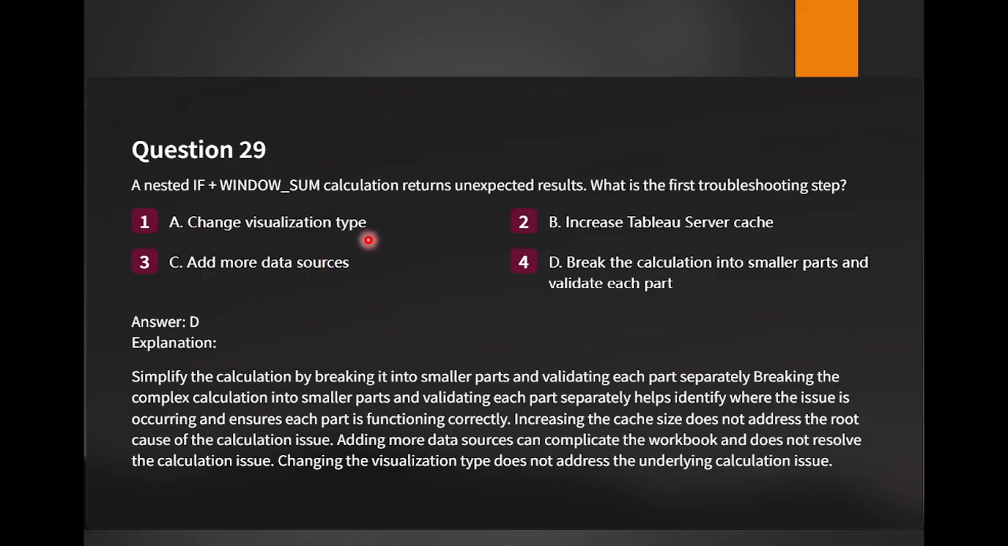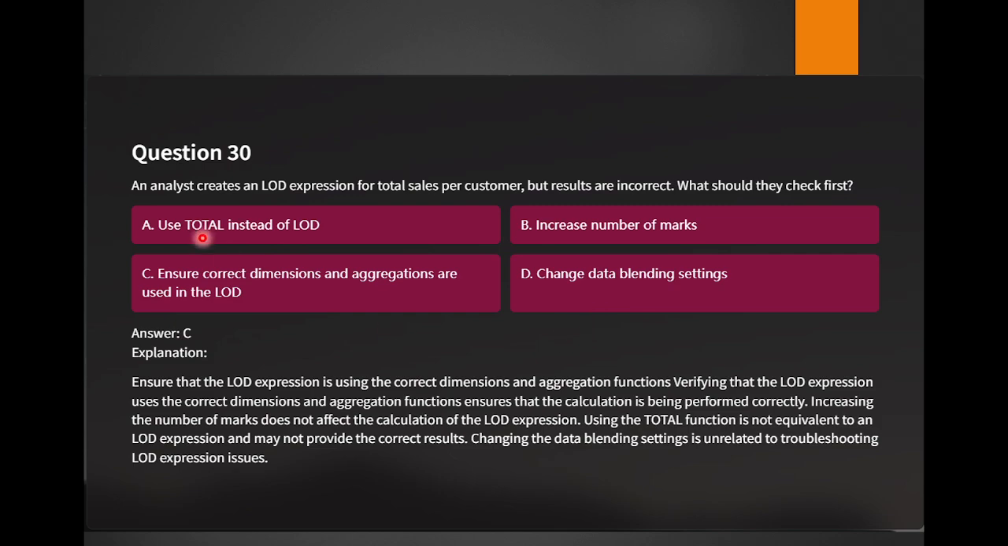Changing the visualization type will not solve the problem. Increasing the Tableau Server cache does not address the root cause of the calculation issue. And adding more data sources can complicate the workbook and does not resolve the calculation issue. That's why breaking the calculation into smaller parts and validating each part will be the viable solution for this. Moving to the next question.